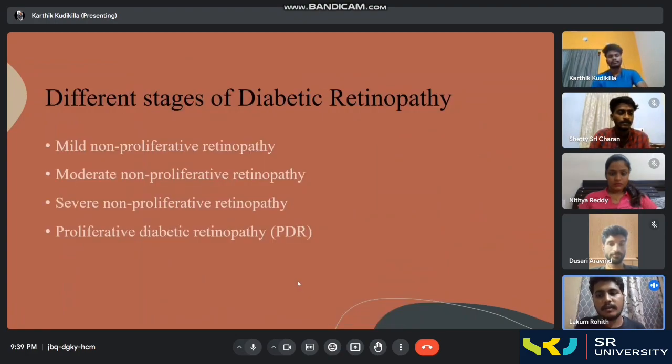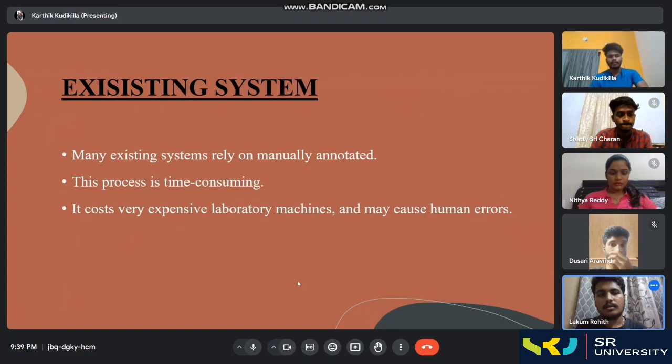There are different stages of diabetic retinopathy. We have mentioned mild non-proliferative retinopathy, moderate, severe, and proliferative. The existing system is handled manually by ophthalmologists, and the images are taken from the laboratory. This process is time consuming and costly. It is very expensive in laboratories, so most diabetic patients cannot afford it.